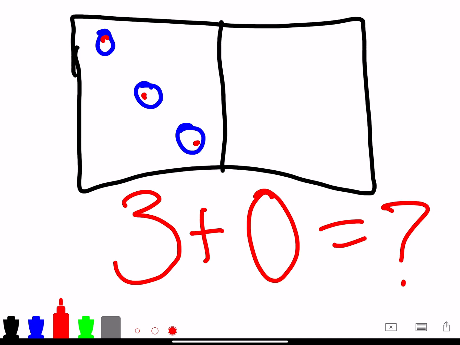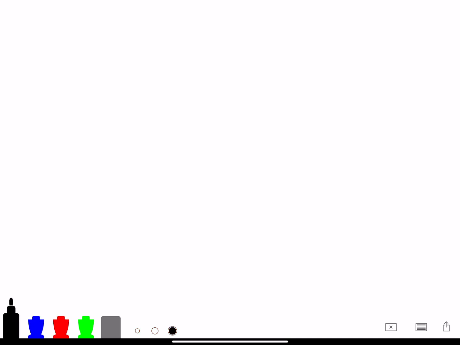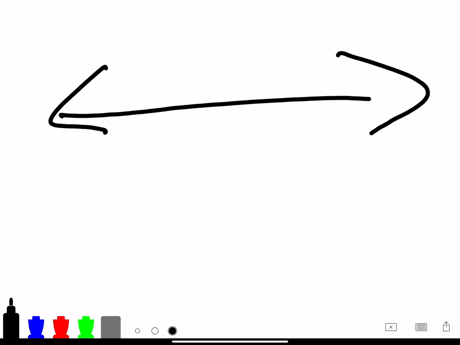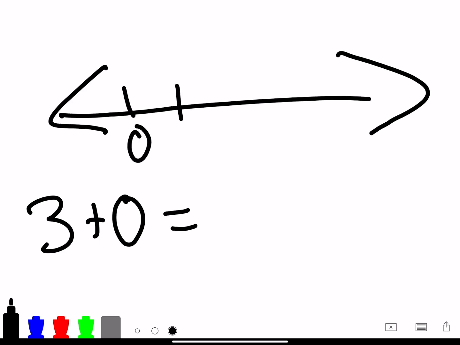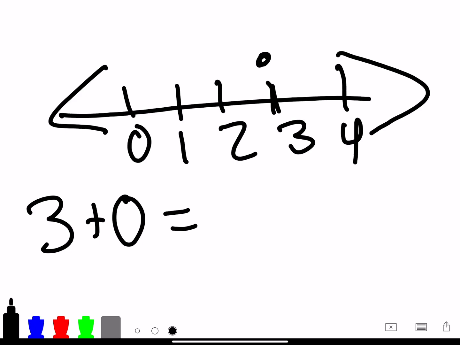Let me show you with a number line example. So we are trying to figure out what is 3 plus 0. So we have 0, 1, 2, 3. I'm going to put 4. So we're on 0. But what's the value of 0? 0 stays in one spot. It's not going anywhere. So do you think we move from the number line? We do not.